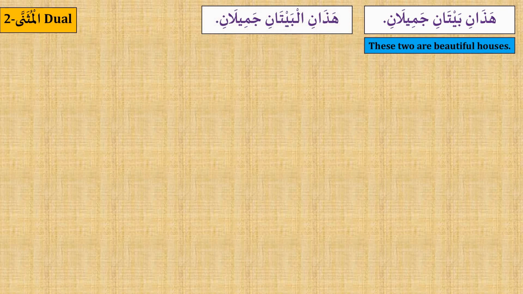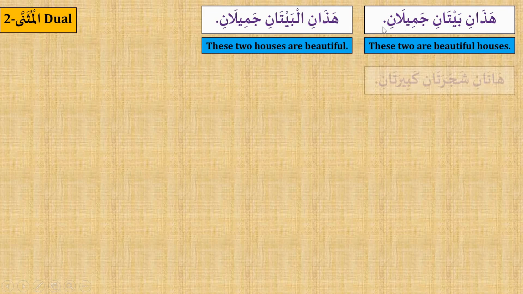And the next, المثنى, dual demonstrative pronouns. Examples: هذان بيتان جميلان. These two are beautiful houses. And another way of saying this sentence is هذان البيتان جميلان. These two houses are beautiful. As we see, if the demonstrative pronoun is dual, then the noun also must be dual, as well as the khabar, the predicate.